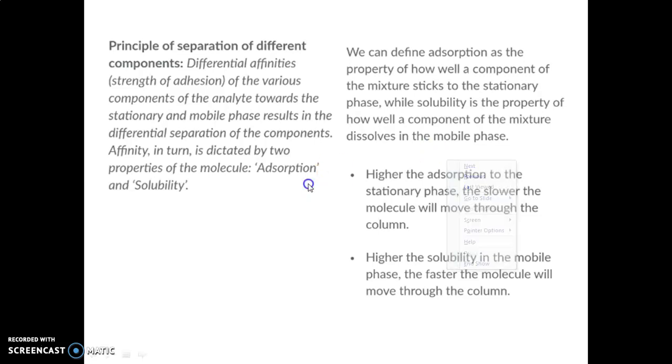Two properties of a molecule: adsorption and solubility. We can define adsorption as the property of how well a component of a mixture sticks to the stationary phase, while solubility is the property of how well the component of the mixture dissolves in the mobile phase. The higher the adsorption to the stationary phase, the slower the molecule will move through the column. That means it is retained on the stationary phase. The higher the solubility in the mobile phase, the faster the molecule will move through the column.